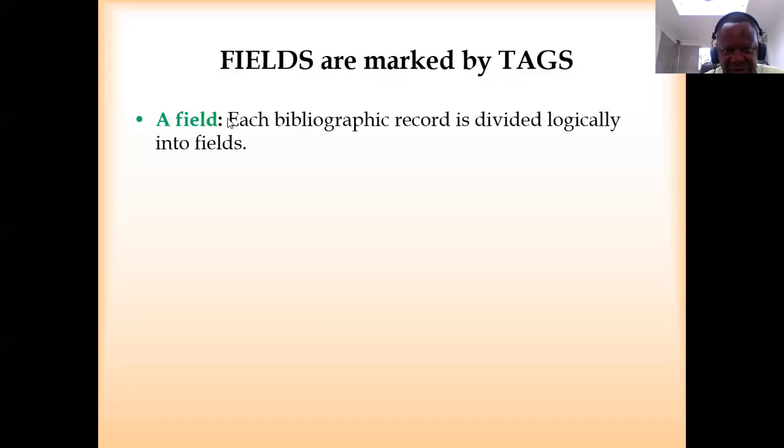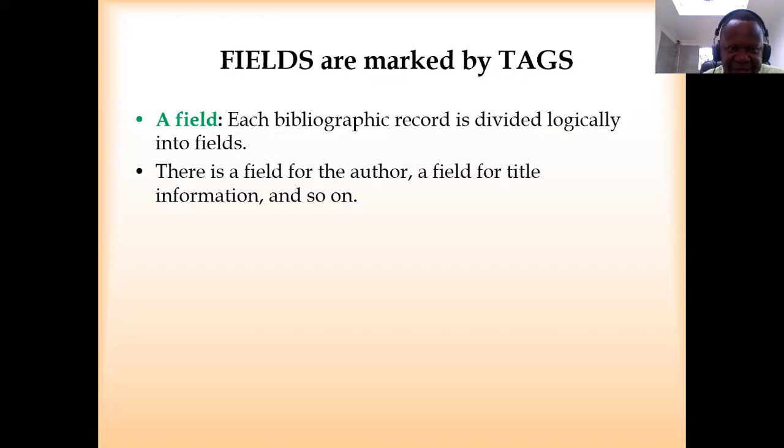A field: each bibliographic record is divided logically into fields. There is that field of the title and statement of responsibility. There is that field of edition. There is that field of publication details. So that is the logical way of organizing those details. There is a field for the author, a field for the title, and so on.